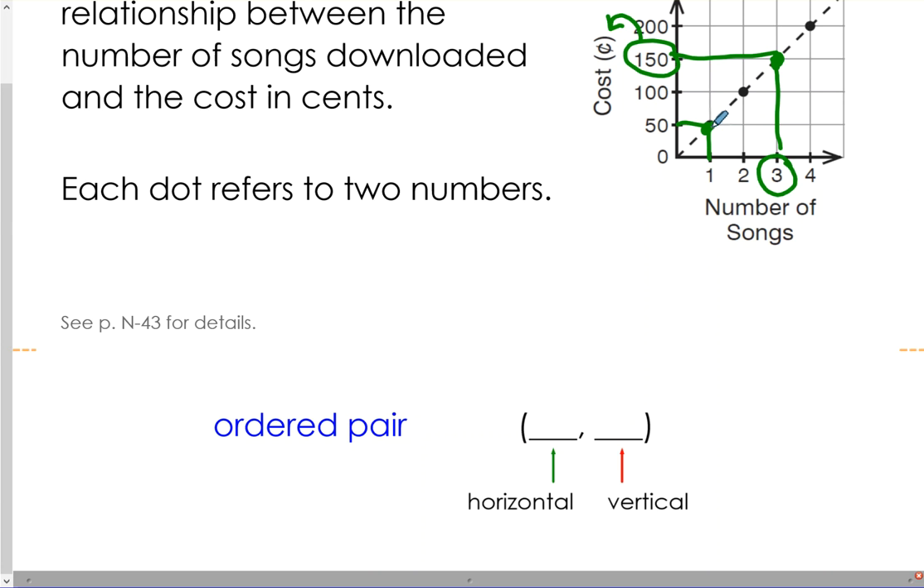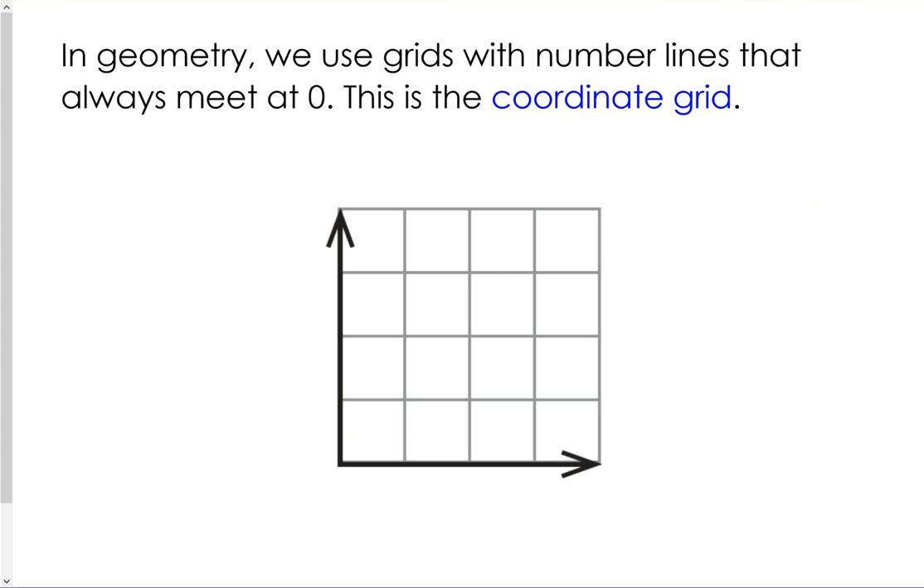So if we wanted to plot the first point, 1 is on the horizontal number line or axis, we would put a 1 first. The second number is the number on the vertical axis or y-axis. In this case, 50. Our ordered pair is 1, 50.